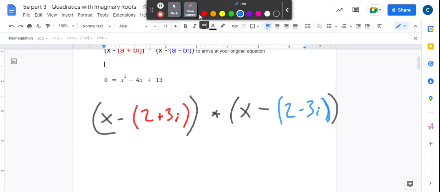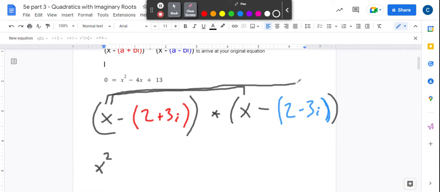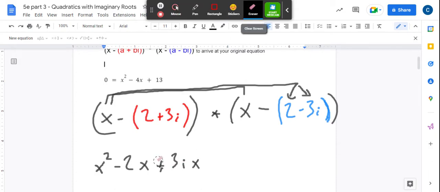The x is going to multiply with the x. That's going to give us x squared. The x is going to distribute through the negative 2 and the positive 3i. So the x distributing with negative 2 will be a minus 2x. Now we have a positive 3i because we have a negative 3i, so the x is going to distribute to a positive 3i, so it's going to add 3ix.